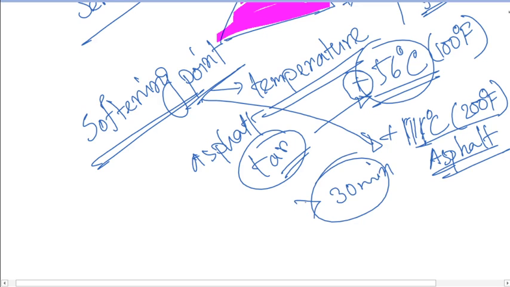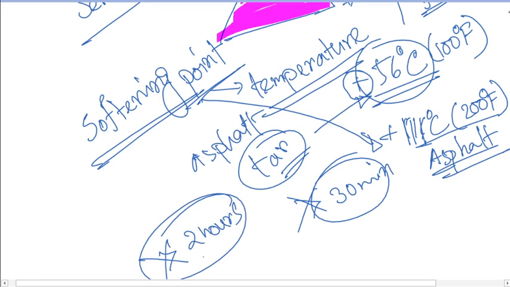Not more than 30 minutes. Or if you are using an oven, then you should not exceed 2 hours. It should be less than or equal to 2 hours. For what? For oven. And if you heat it using flame, not more than 30 minutes.